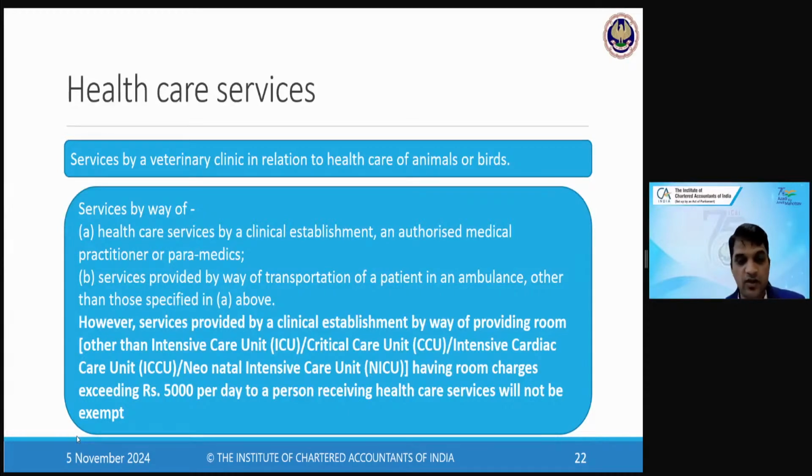Okay, so we understood the definition of healthcare services. First thing we missed out: first is healthcare services to human beings, then services by a veterinary clinic in relation to healthcare of animals or birds. So if there is any kind of injury to an animal or bird, you will also take them to a veterinary hospital. So that is also treated as healthcare services. So healthcare relates to human beings, plants, and animals also.